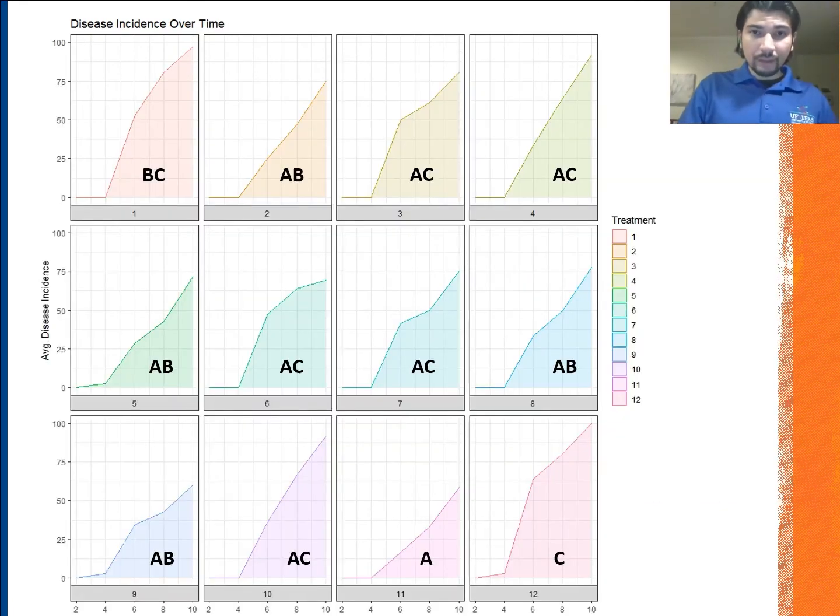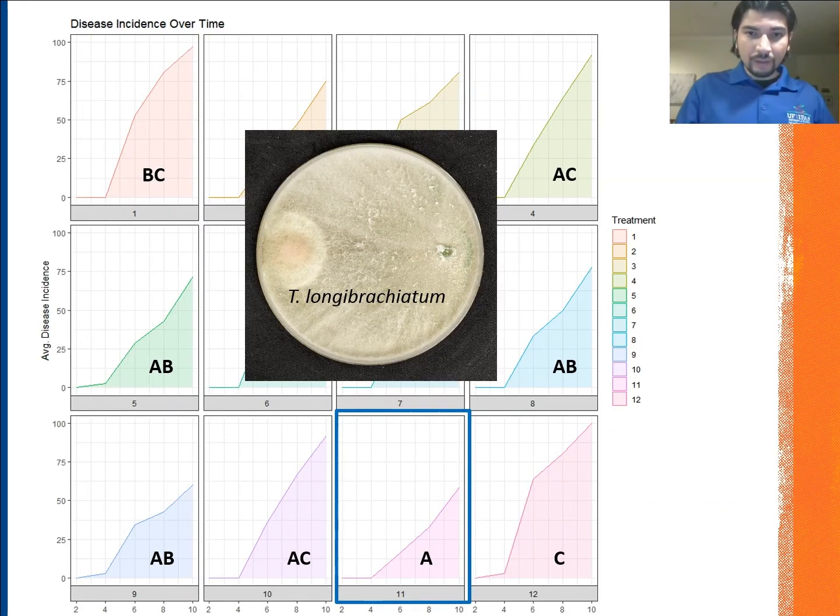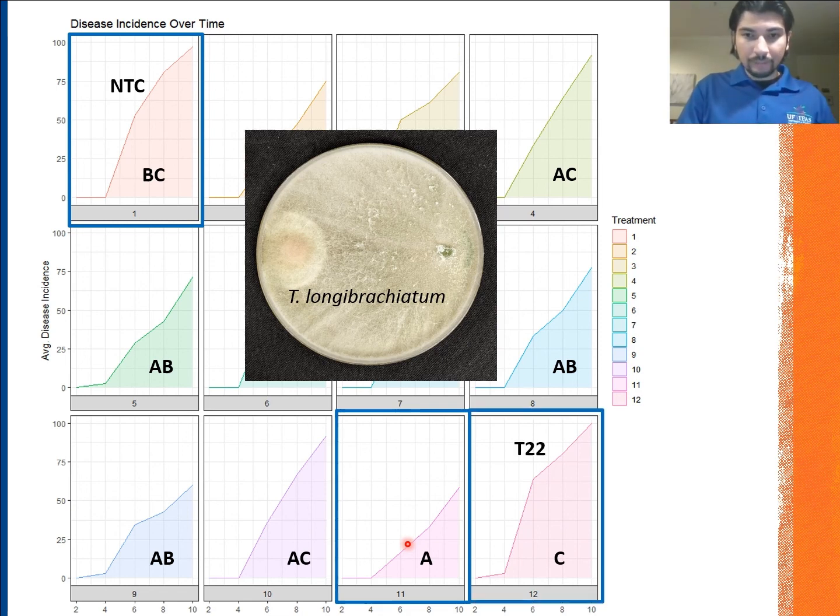So here we can see disease over time was significantly reduced by one isolate in particular, Trichoderma longibrachiatum, which significantly reduced disease incidence compared to all treatments. And here you can see the non-treated control, which had a higher incidence over time, and then the T22 commercial strain actually had higher incidence than the control. But what we're excited about and are going to repeat is looking at this particular isolate, Trichoderma longibrachiatum.